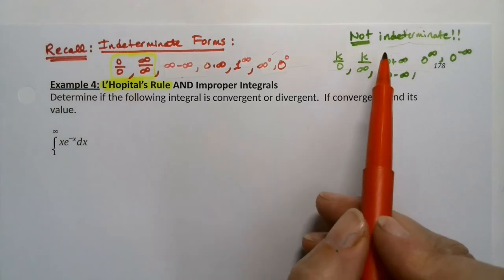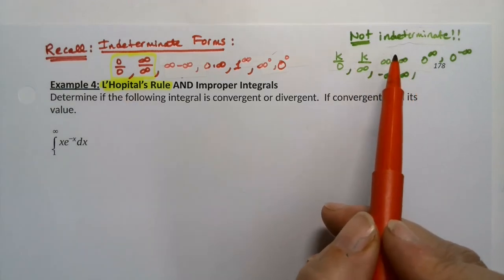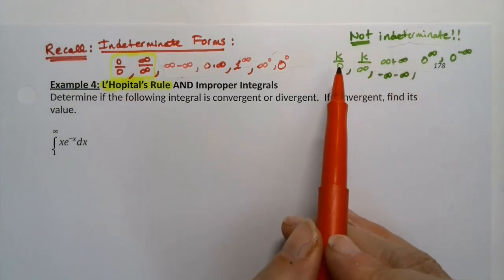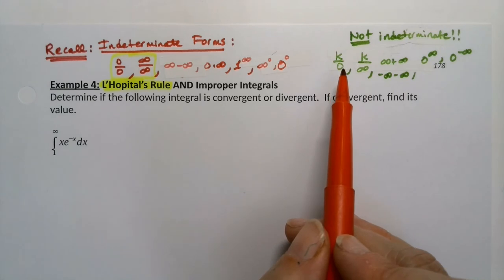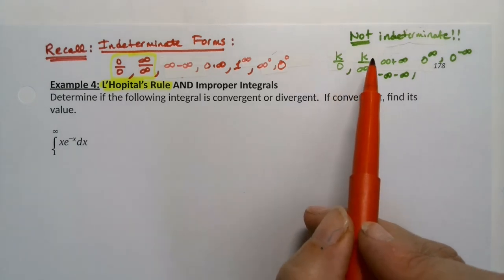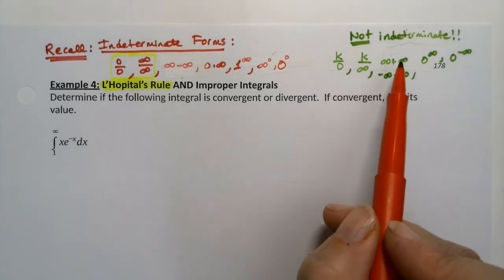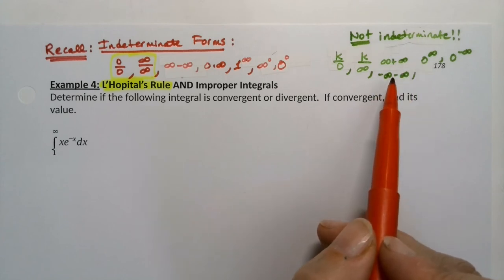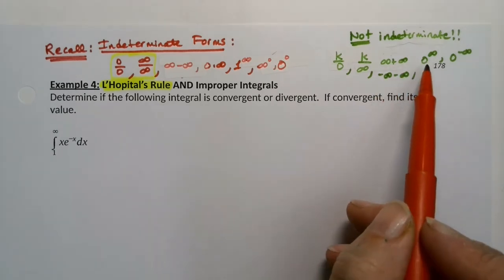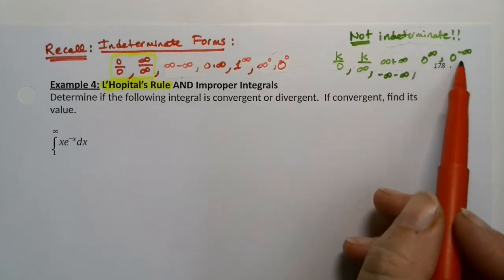And just also a quick reminder of ones that are not indeterminate. We know what these are. K over 0 is either infinity or negative infinity, or both. It could be nothing. K over infinity is always 0. Infinity plus infinity is infinity. Negative infinity minus infinity is minus infinity. 0 to the infinity is 0, and 0 to the minus infinity is 0.